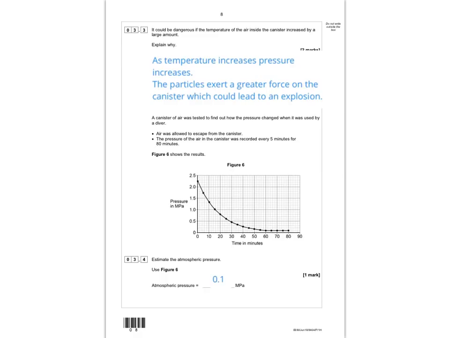I've placed the correct answer in now. You can see 0.1 megapascals, and that's because that's where the line levels out.